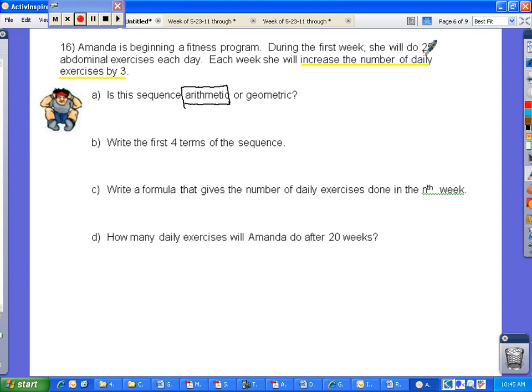So the first four terms: the first week she's going to do 25 a day. The second week she's going to add 3 more to that, so she's going to do 28 a day, then 31 a day, and then 34 a day by the 4th week.